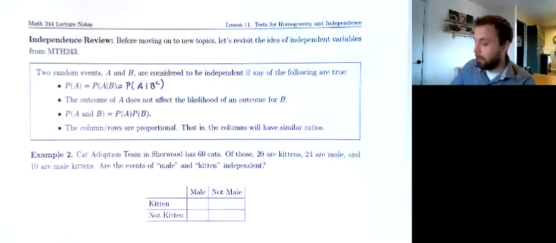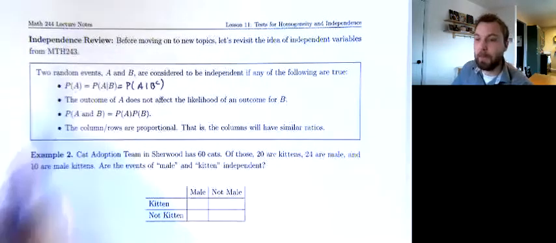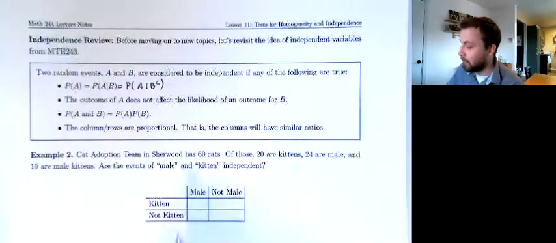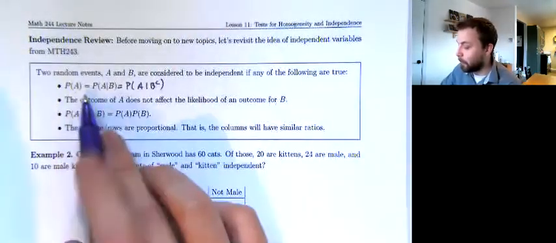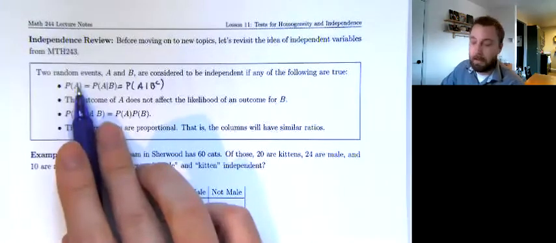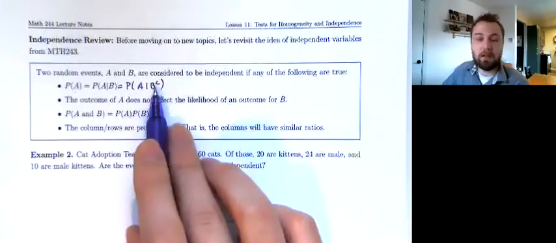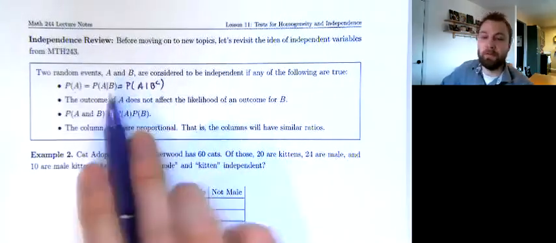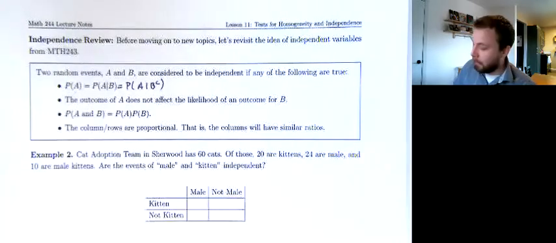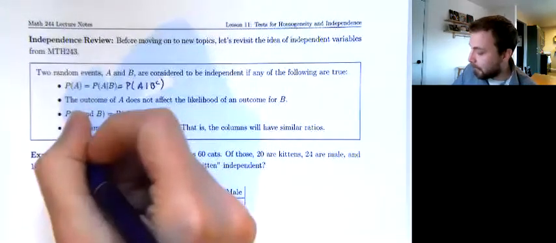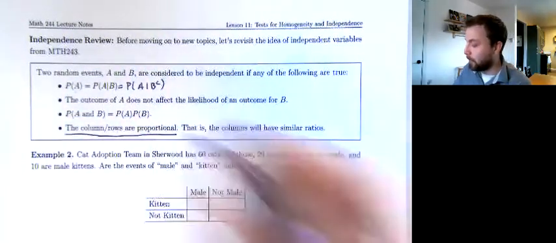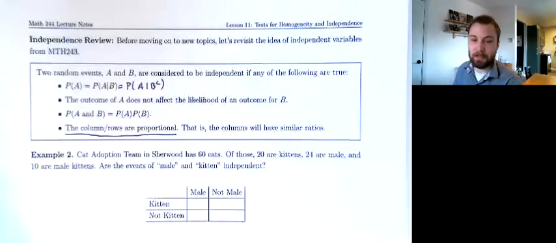So these are a little bit verbose. What this means in practice when you're looking at a table is it doesn't matter if I'm looking out of the total, it doesn't matter if I'm looking out of the part of the table where B exists, or the part of the table where B does not exist. The proportion of A stays the same. So columns and rows, if it's independent, should be proportional. They should have the same ratio.